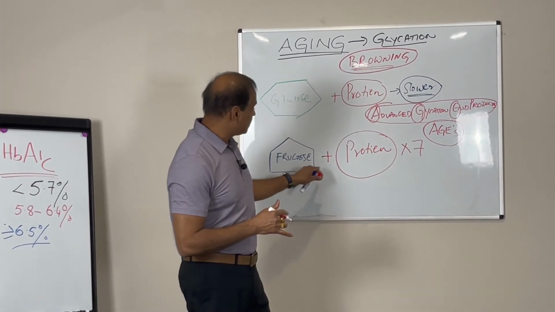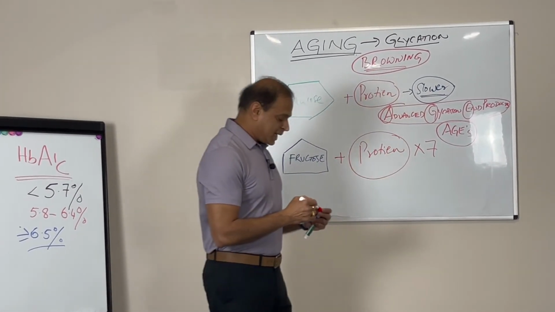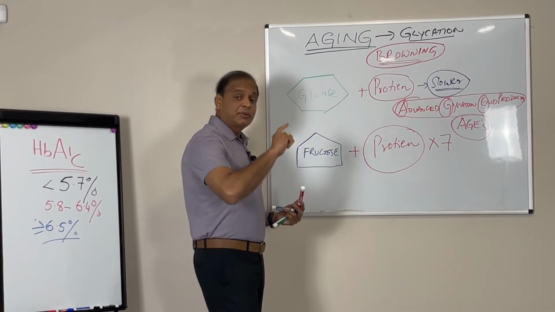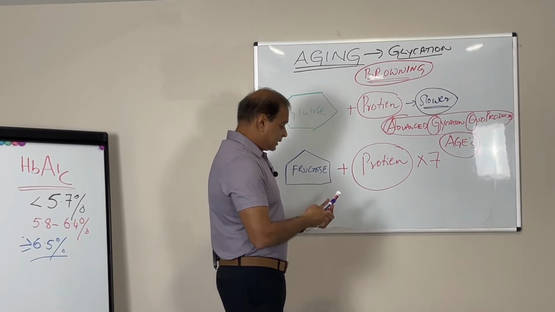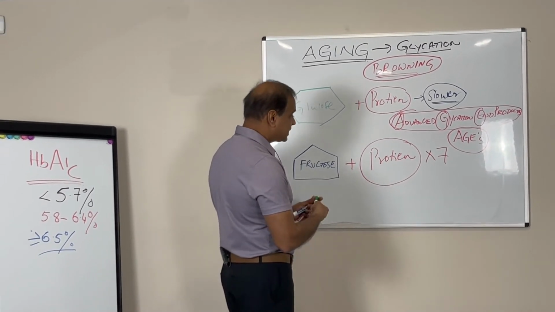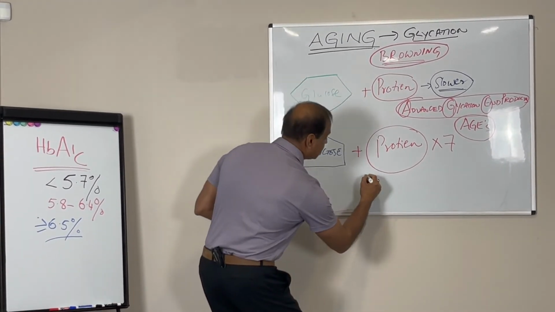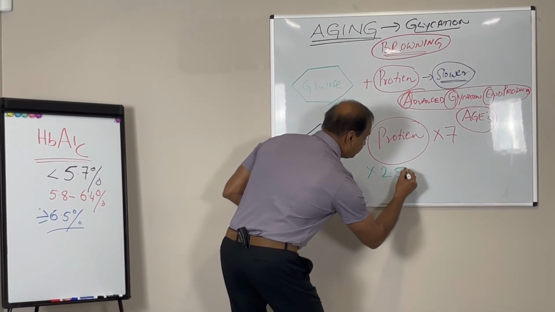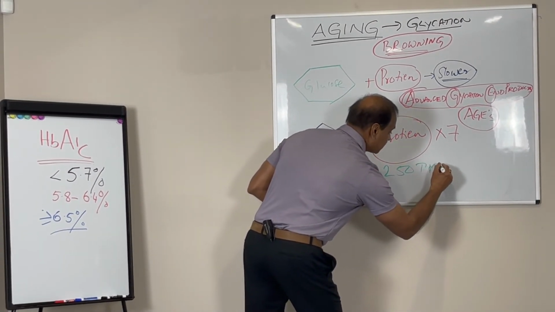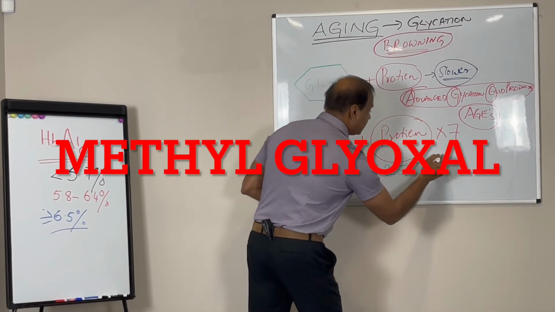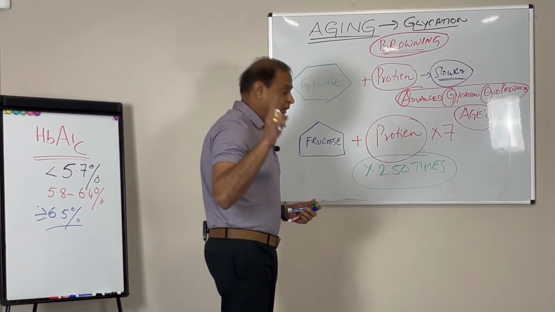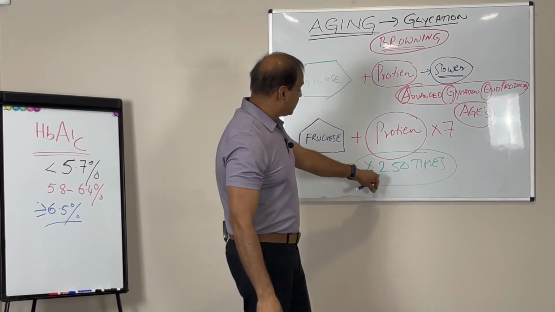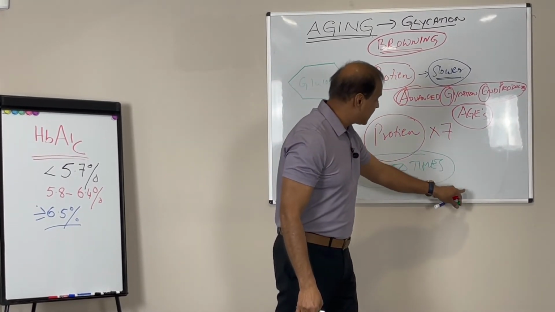Now when this fructose combines 7 times faster, the byproduct that happens, I'm going to put the name of that byproduct on the screen for you, that actually makes this reaction even worse. That makes it about 250 times faster. So the byproduct, not just the fructose, but the byproduct that I'm listing on the screen for you, makes this process even 250 times faster.